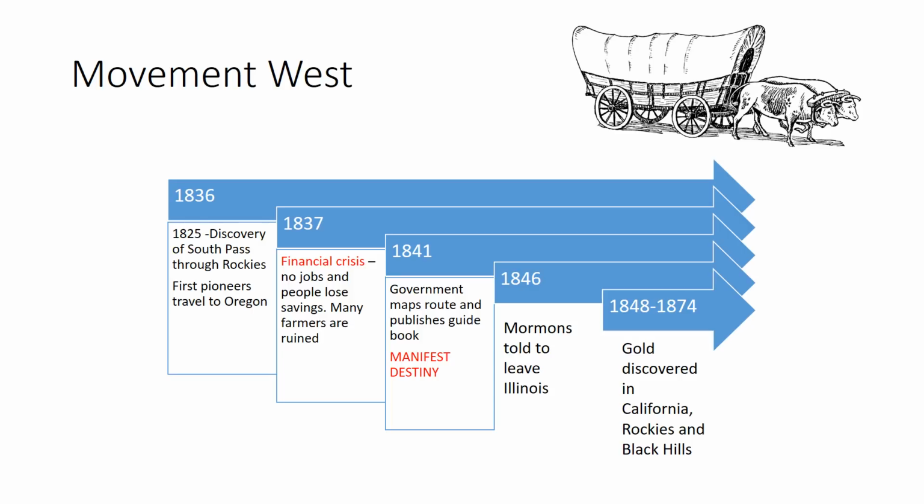1846, the second wave was the Mormon wave, so they were told to leave Illinois after the death of Joseph Smith, and obviously moving into Utah. And then the third big pull factor is the discovery of gold. So it happened at various times, so 1848 in California, in the Rockies and the Black Hills. So all of this led to people moving west and covering over. So that's really the first question there.